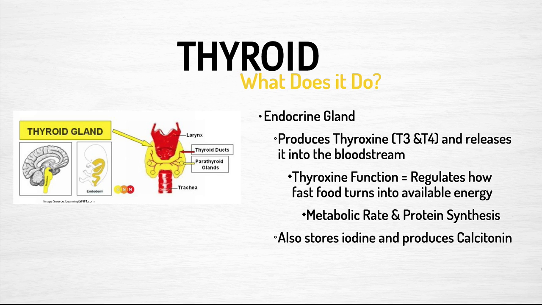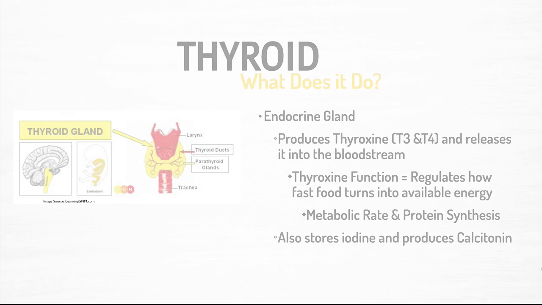So the thyroid itself, what is it? It is an endocrine gland, and it produces thyroid hormone called thyroxine, T3 and T4, and it releases it into the bloodstream. And thyroxine's function is to regulate how fast food turns into available energy. So it affects things like your metabolic rate and protein synthesis. The thyroid itself also stores iodine and produces calcitonin. And the thyroid is an endodermal tissue and is controlled from the brainstem.